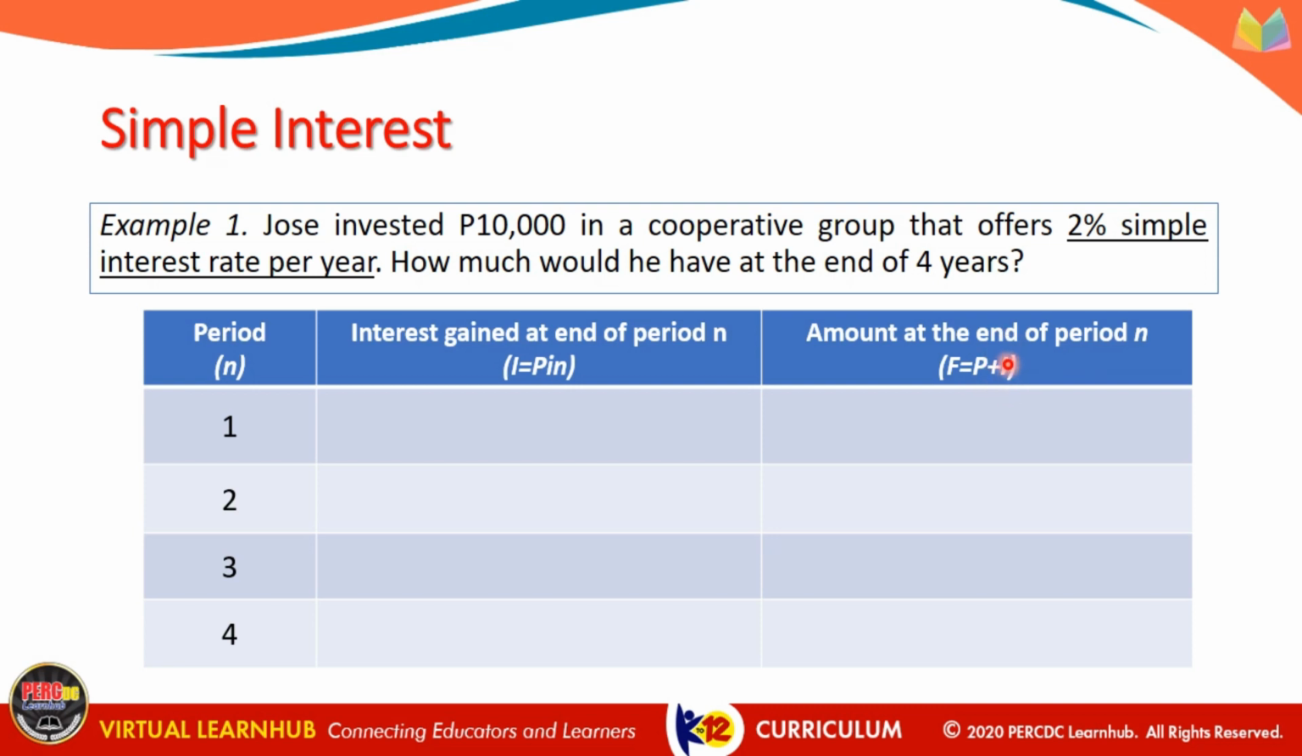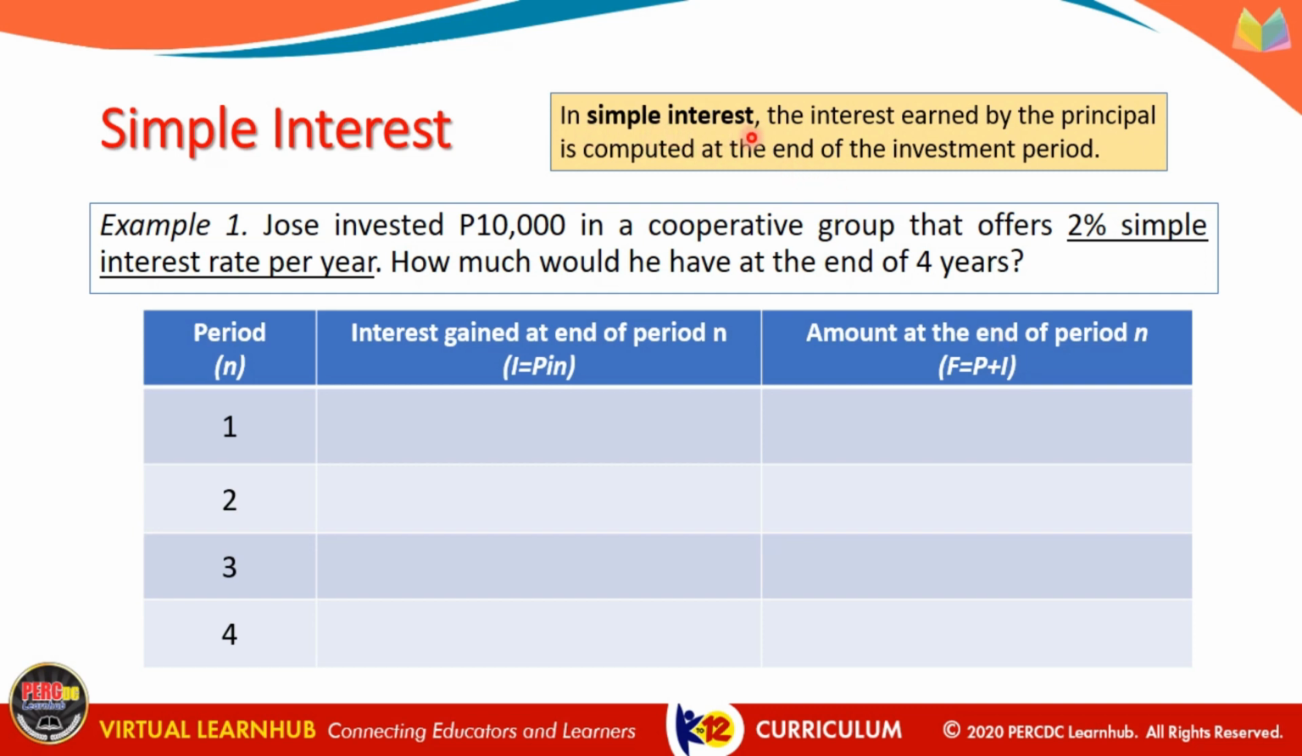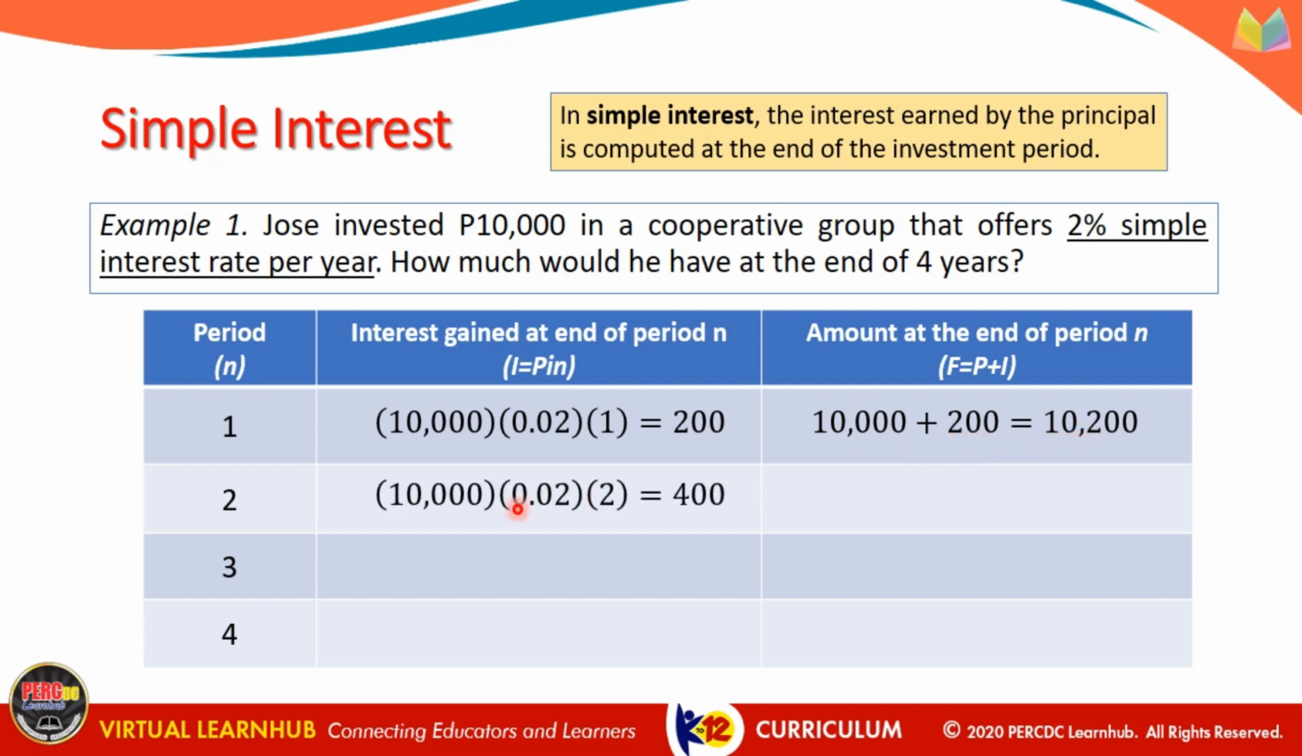From the previous slide, we know that in simple interest, the interest earned by the principal is computed at the end of the investment period. At the end of first year, the interest P times I times N would be 10,000 times 0.02 times 1. That is equal to 200. So the amount at the end of first year would be 10,000 plus 200 or 10,200. At the end of second year, the interest gained is 10,000 times 0.02 times 2 or 400 pesos.